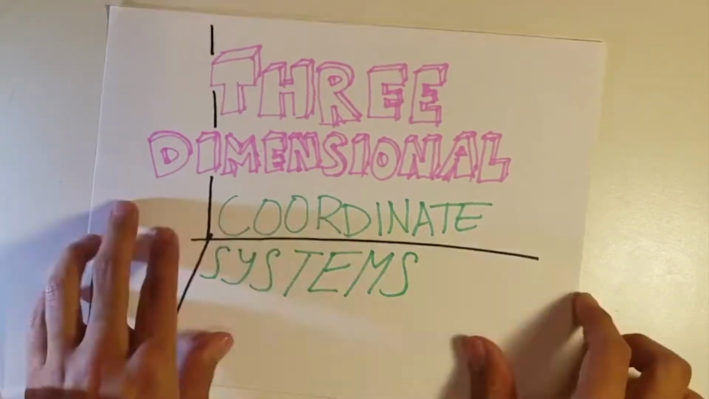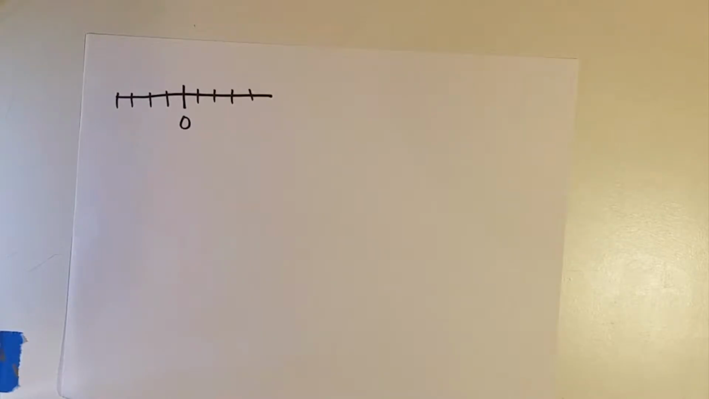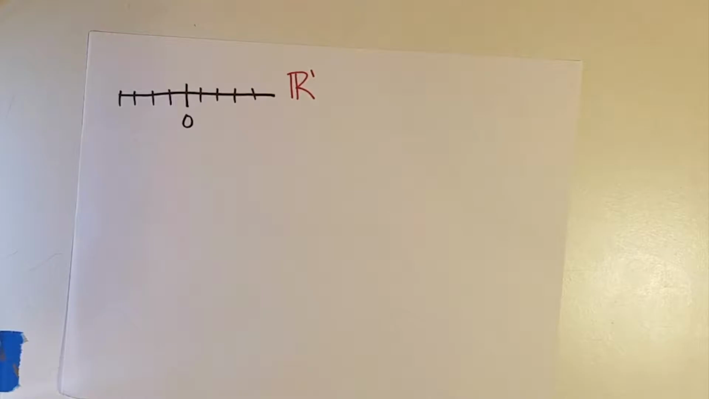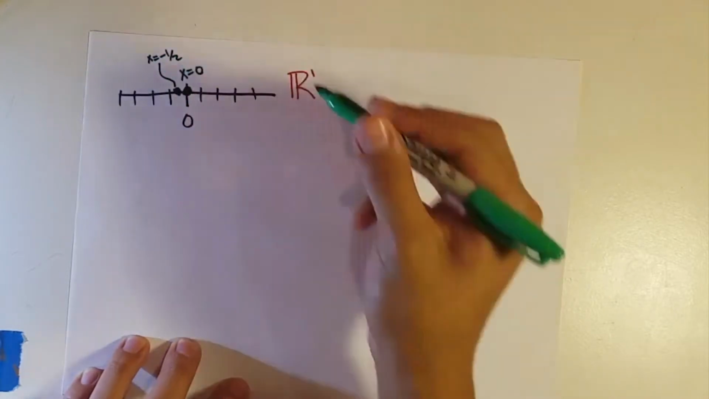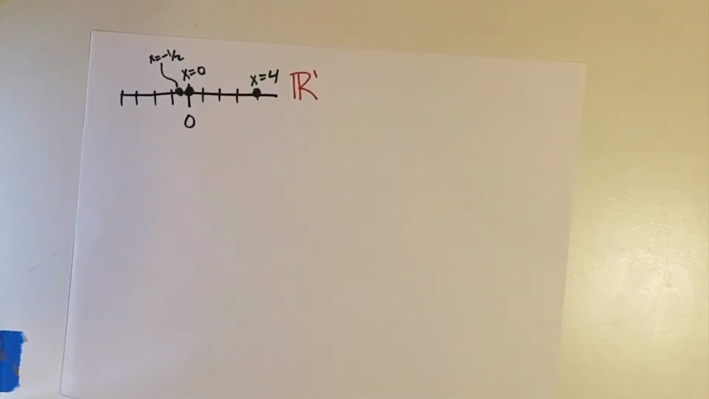Let's get started. To really understand three dimensions, let's go straight to the basics. We all hopefully know what a number line is. And in calculus and other higher-level math courses, we call this R1, or the real number line of one dimension. Plotting points on the number line is super easy. We can do x equals 0, x equals 1.5, x equals 4, etc.